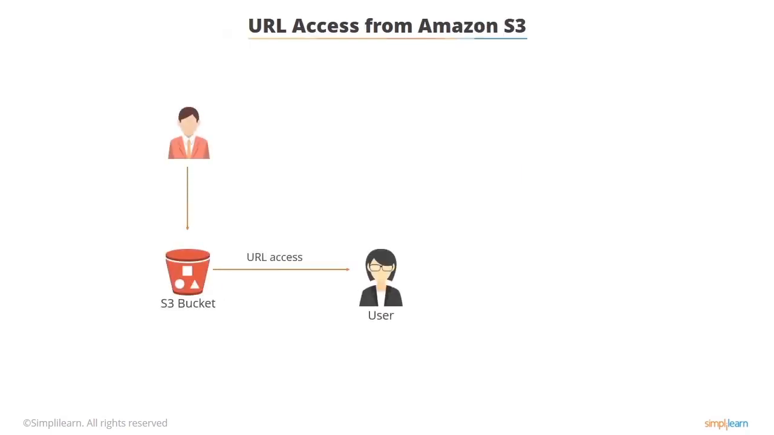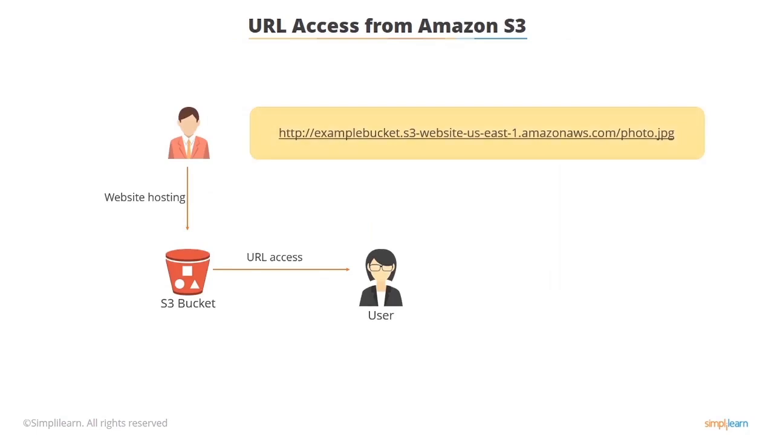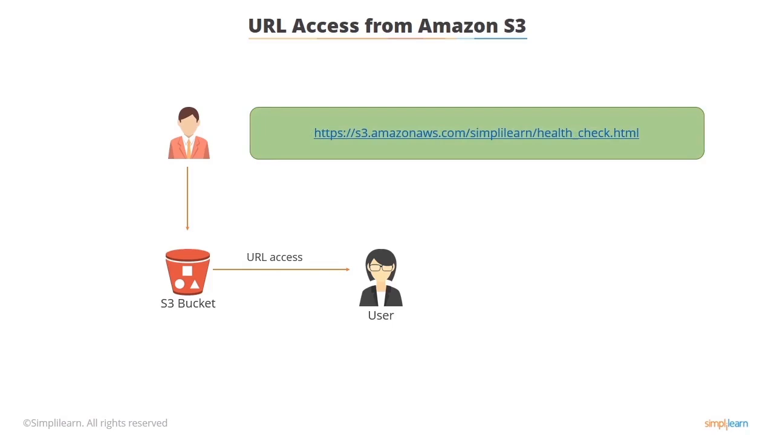You can also provide URL access to the objects in your buckets. So if you'd enabled website hosting, this first URL would provide you with the photo.jpg object. So it's effectively the same web address we looked at on the previous slide with /photo.jpg added. But you can also provide URL access without enabling static website hosting, as long as you set up the permissions appropriately. So this URL here requests the healthcheck.html object that we stored in our Simplilearn bucket. And you can see here it's https://s3.amazonaws.com/ then the name of our bucket, then the name of the file.